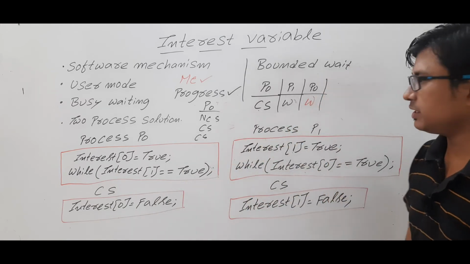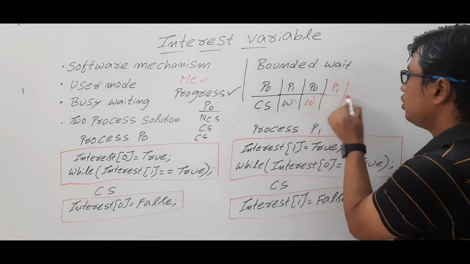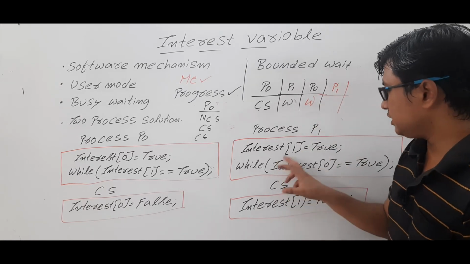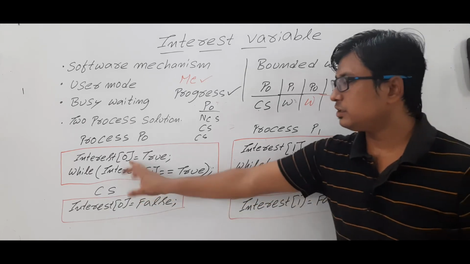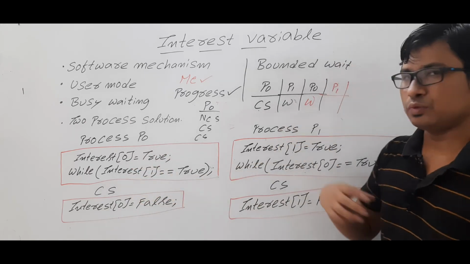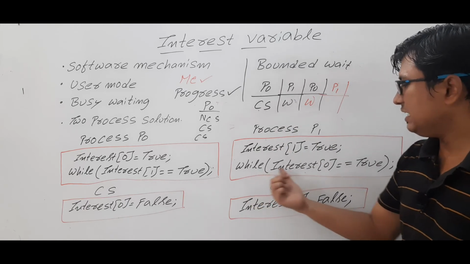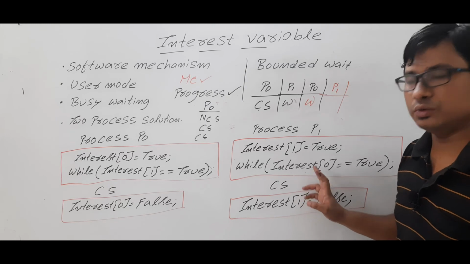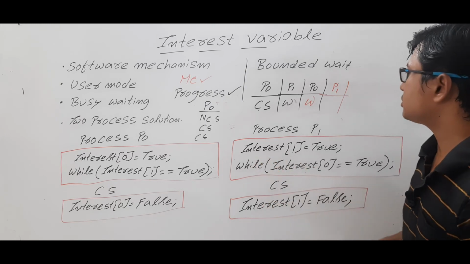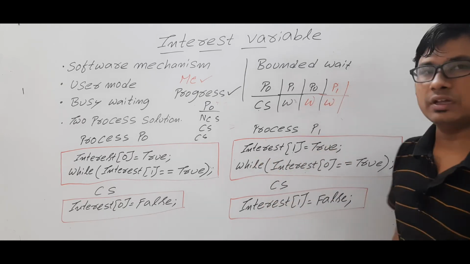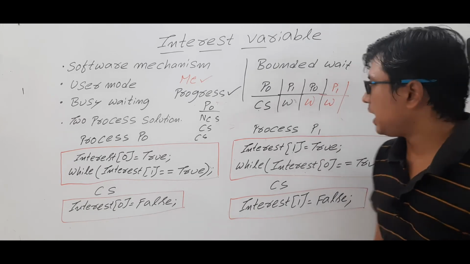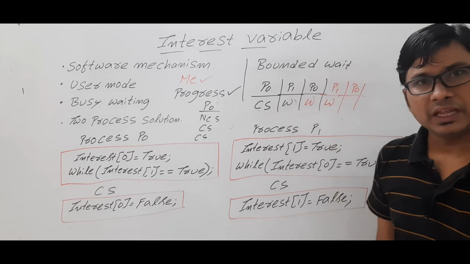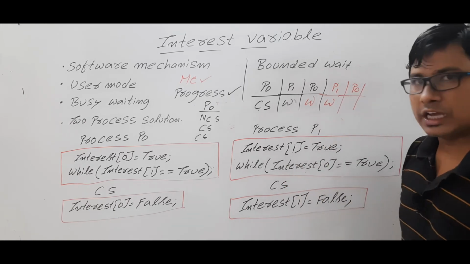Now it was preempted. Process P1 is scheduled. Okay, now what will it do? Interest of 1 is equal to true and interest of 0 is equal to true. Both processes want to enter into the critical section. Now while interest of 0 is equal to true, true is equal to true, this condition is true. If this condition is true, process P1 will keep on executing the busy wait while loop. Am I right? Again it was preempted. Process P0 has been scheduled. Am I right or wrong?